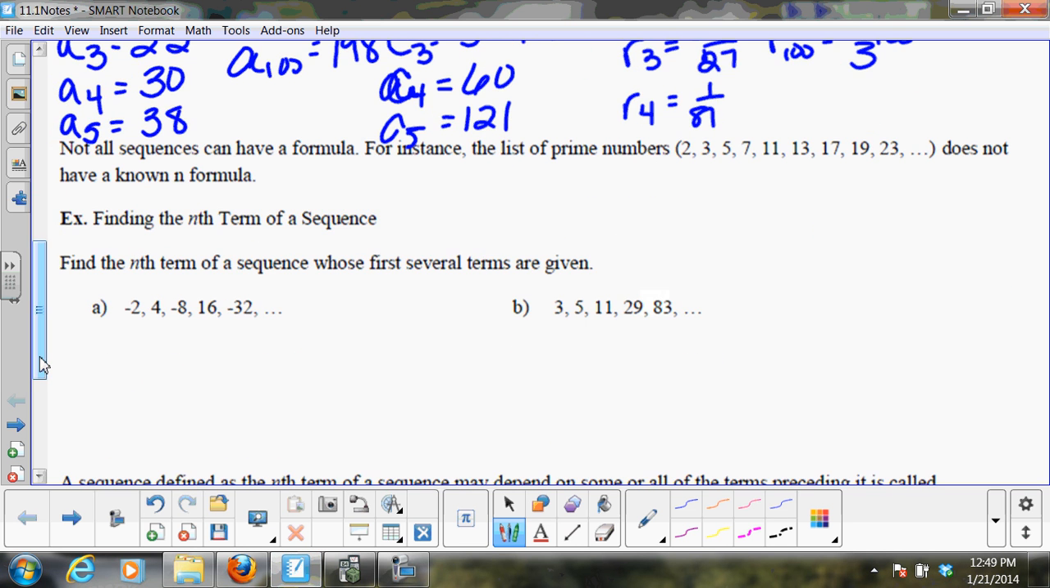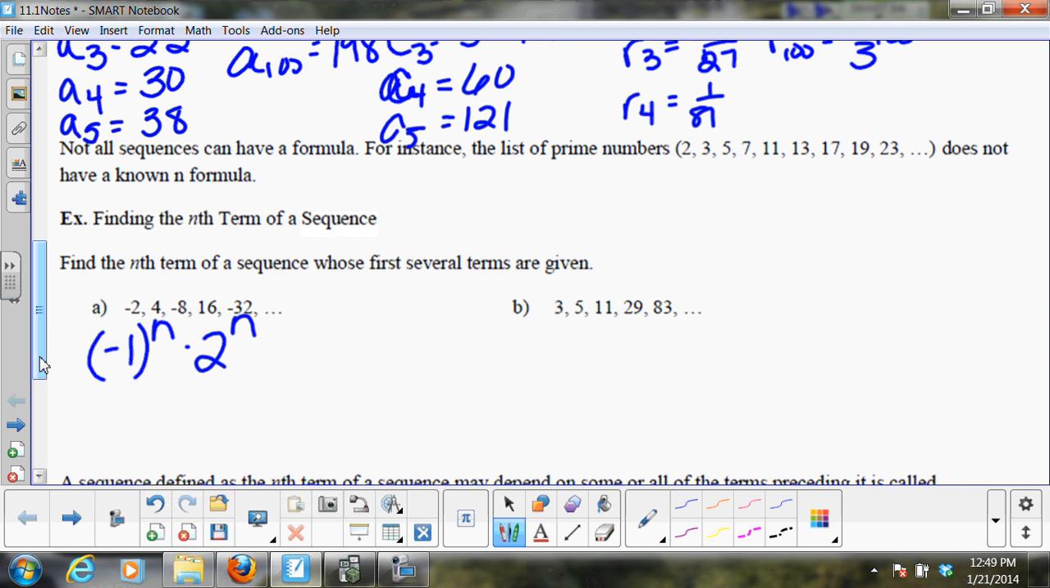In all sequences, formulas such as the list of prime numbers, there's no formula for that. Finding the nth term whose first several terms are given is sometimes a little difficult. You have to figure out some type of pattern. Well, these are all even and they alternate signs. If they alternate signs, it's got to be a negative 1 in there. And they are all doubling, so times 2 to the n. That works. n would be our terms, so we put in a 1. Still get negative 2. Put a 2 in. Then we get a positive 4.